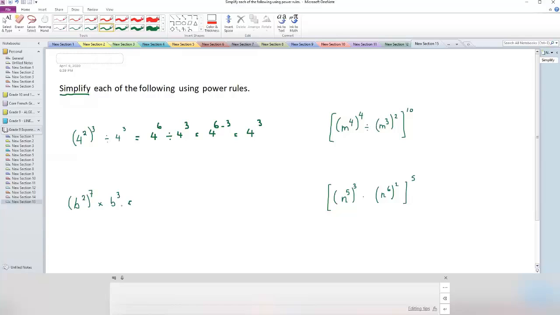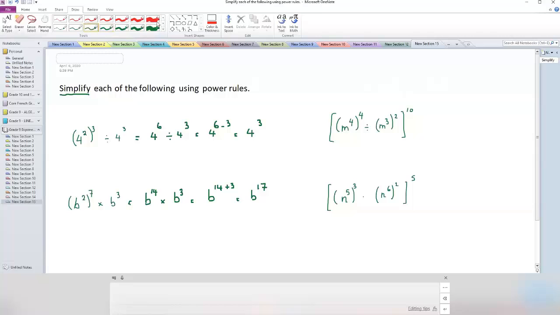Next, if I have something like that, again, I have power of power. That means I multiply the two exponents. So b is going to be 2 times 7, which means 14, times b to the power of 3. Now, since I have the same base and it's multiplication, I add the exponents. So 14 plus 3. That means b to the power of 17.